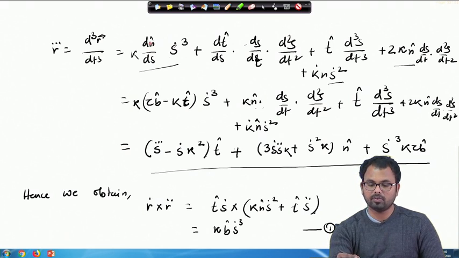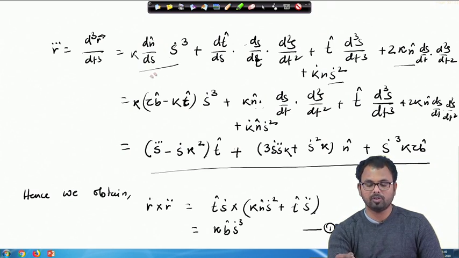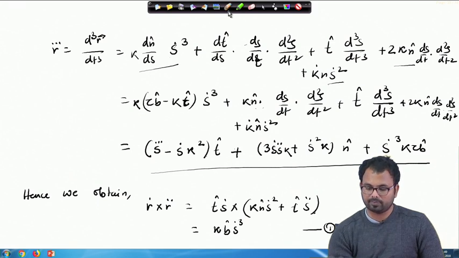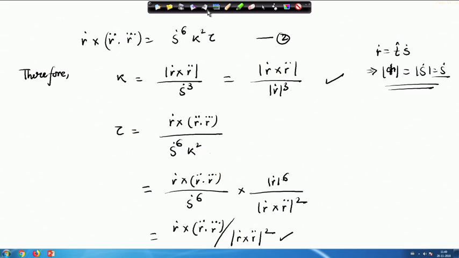And now we will use the formula for dn/ds from the Serret-Frenet formula. We substitute the values for dt/ds and dn/ds, and then we just calculate the terms. We take the cross product of r dot and r double dot, and that will give us this relation. We take the cross product of r dot with r double dot, dotted with r triple dot, and that will give us this relation. This comes from 1 and this comes from 2. So from 1 and 2, these are the required relations.